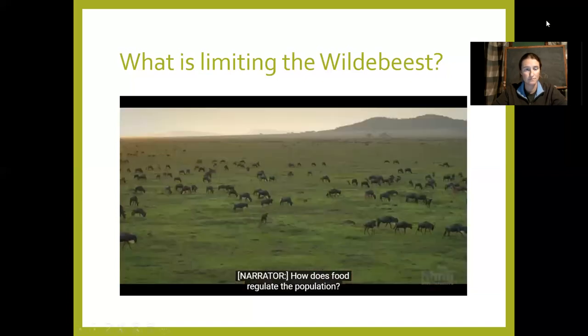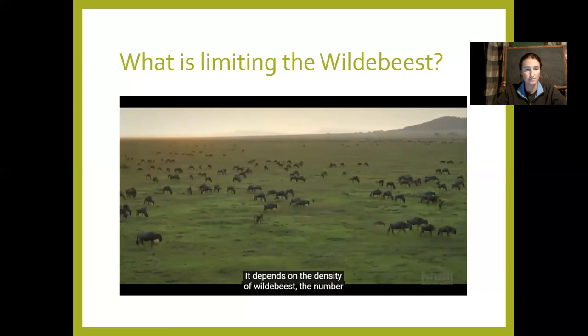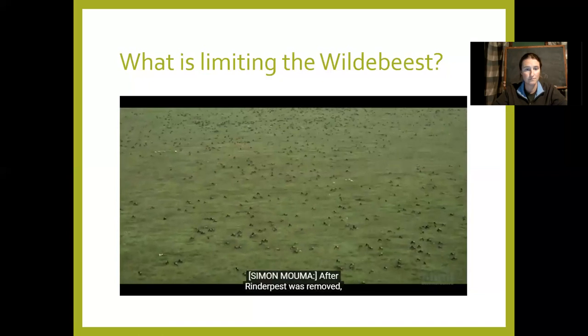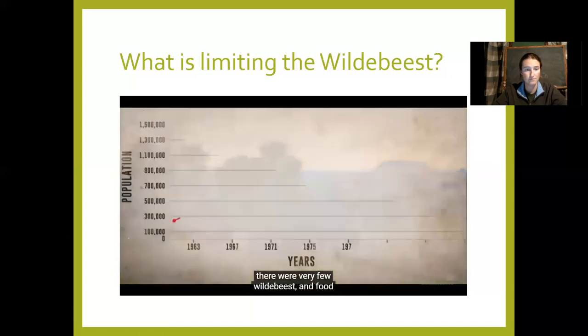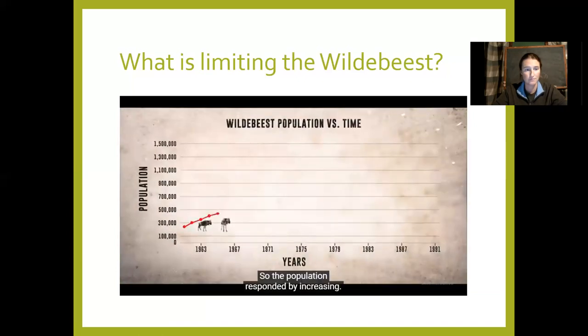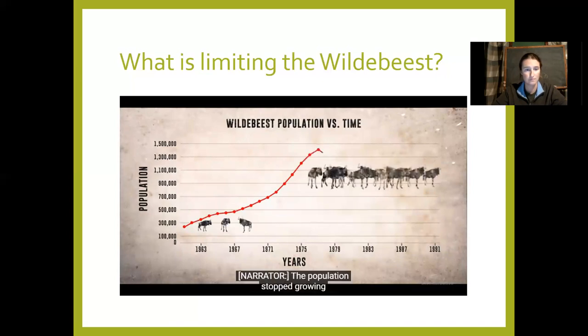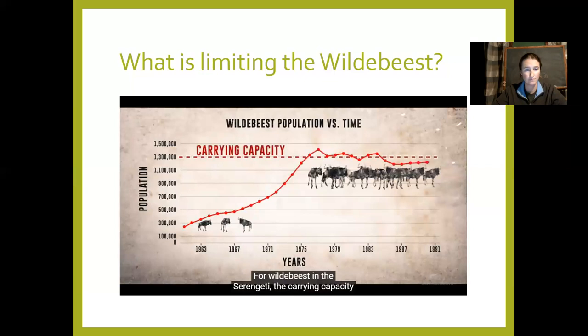How does food regulate the population? It depends on the density of wildebeest, the number of animals in the ecosystem. After rinderpest was removed, there were very few wildebeest, and food was in superabundance. So the population responded by increasing. It grew exponentially, and as the population was increasing, the amount of food available per individual was becoming less and less and less, until they reached a peak in the year 1977. The population stopped growing when the food available in the dry season couldn't sustain any more animals. The maximum population that can be supported in an ecosystem is called the carrying capacity. For wildebeest in the Serengeti, the carrying capacity is roughly 1.3 million animals.